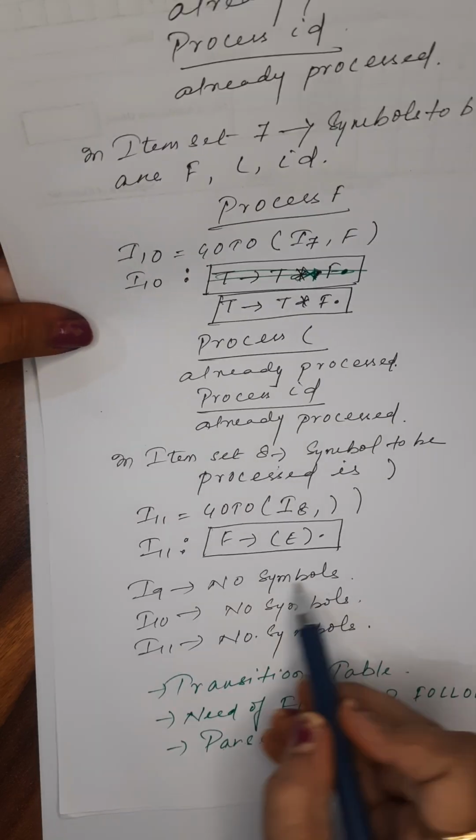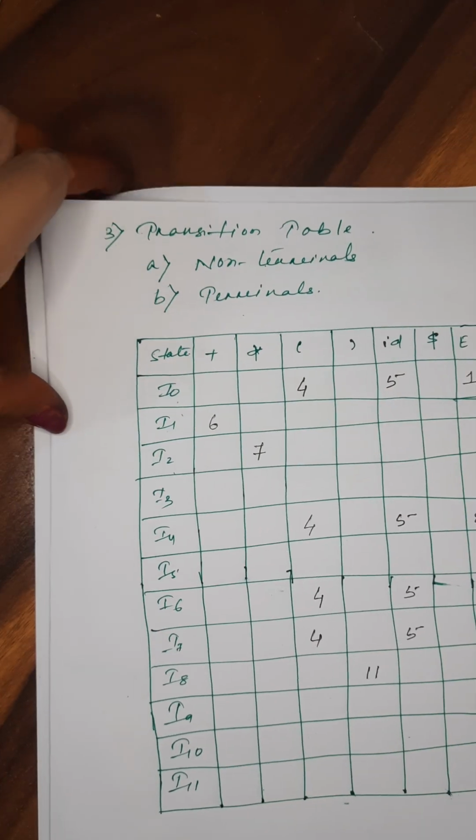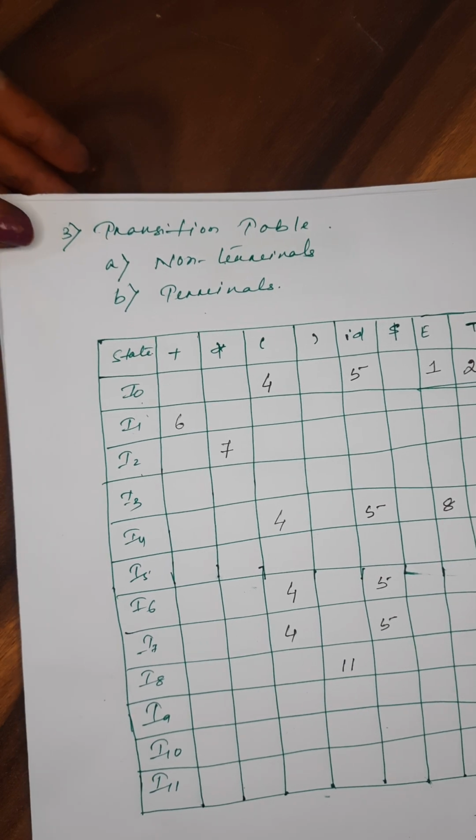I9, I10 and I11 I have already solved. No symbols were there to be processed, so we will leave them blank. So this is your transition table.